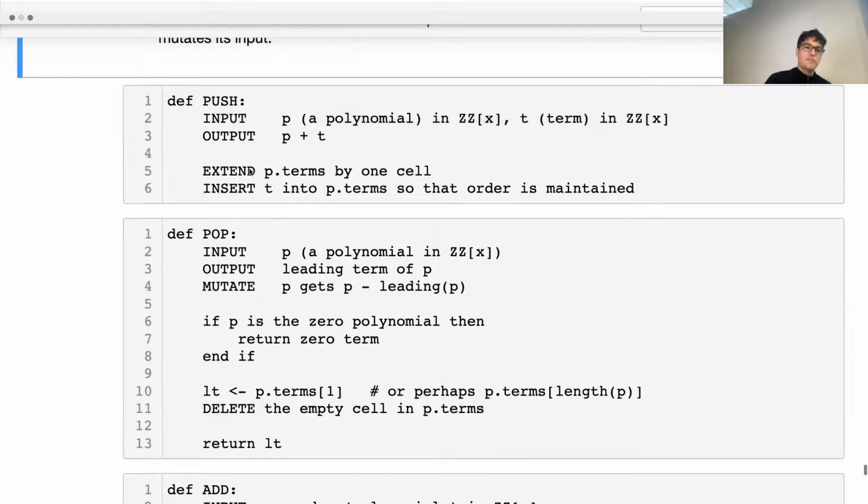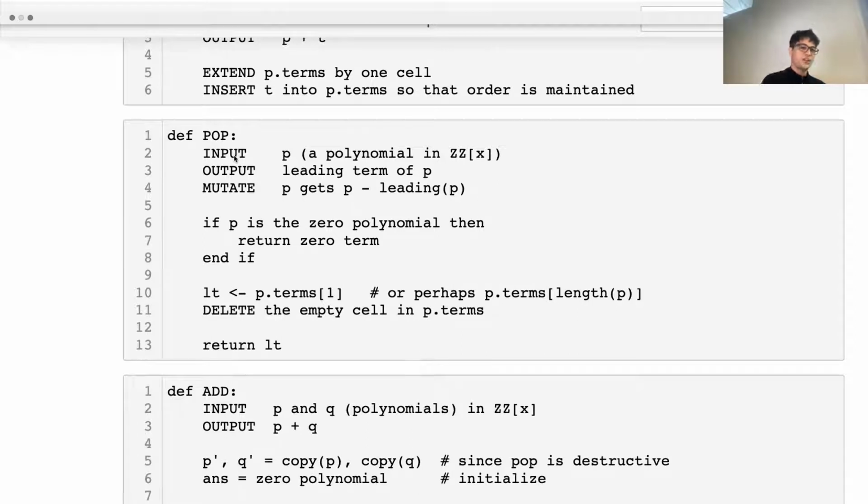And push was just a mutation operation. It didn't actually return anything. Pop is going to do two things. It's going to mutate and return something, right? So when I pop from a polynomial, it gives you the leading term, and the polynomial that you passed in will have its leading term removed.